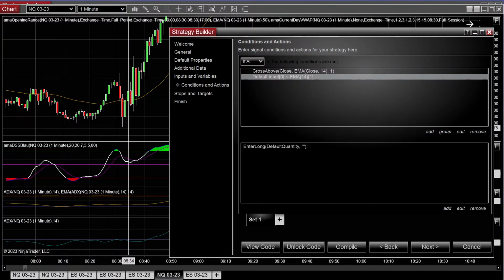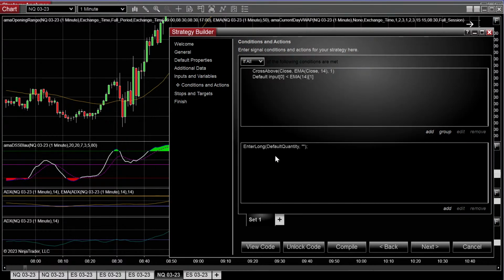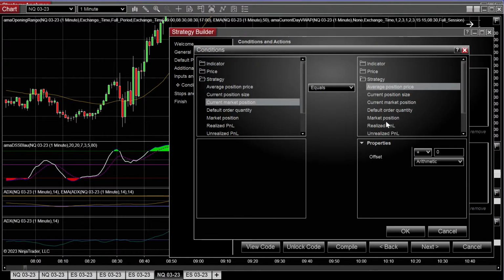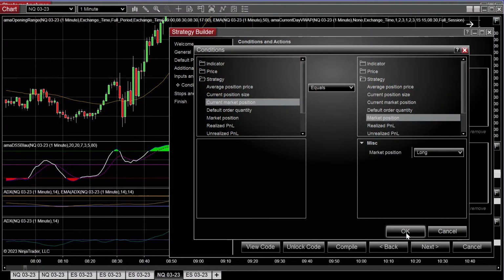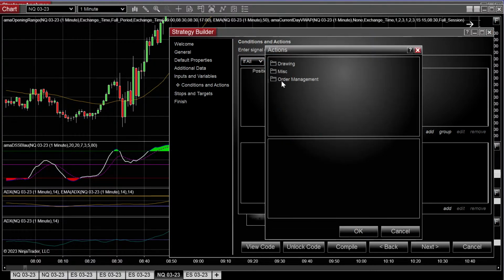Now, whenever we enter long, like I said, our initial stop needs to be this previous low. So the way we're going to do that, there's actually two ways we can do it. I'm going to do it with a variable. So we're just going to call this stop price. It's going to be a double. We're going to go here and say that the current market position equals long. So this is going to happen the same time we enter long.